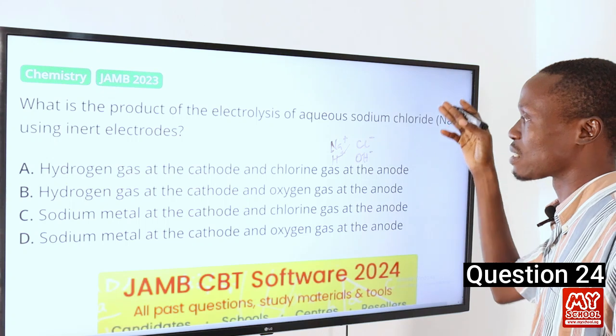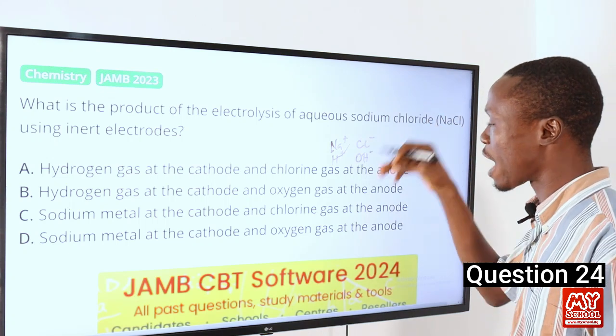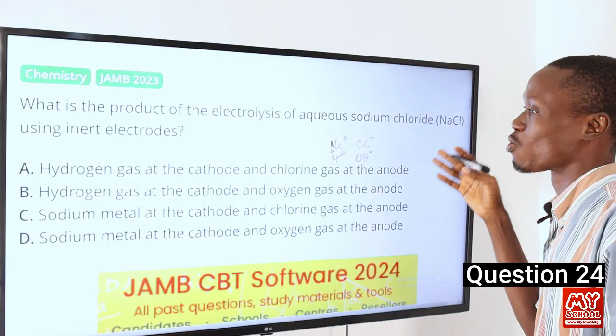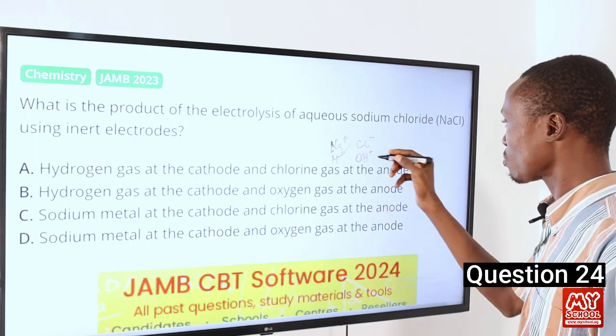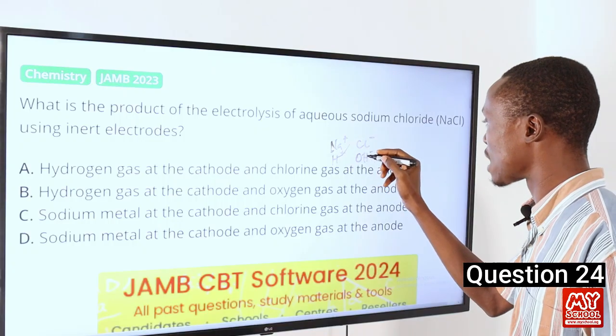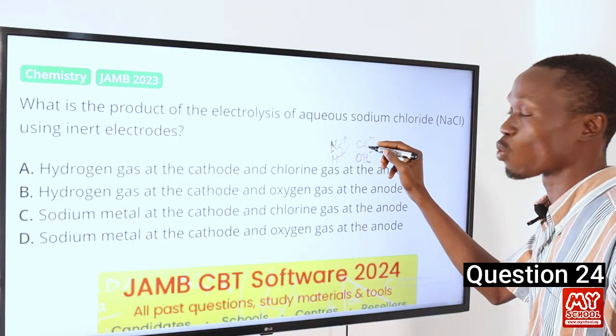Okay, once it acquires an electron, it will become neutral hydrogen. So that neutral hydrogen will combine with another hydrogen to form hydrogen gas at the cathode. Now, the hydroxide ion is more likely to lose an electron compared to the chloride ion.